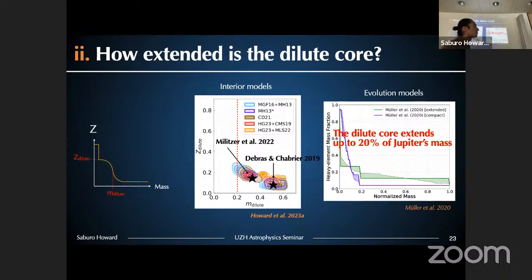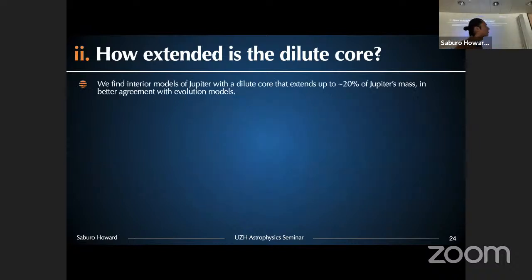So while this result was quite in disagreement with those previous interior models, we are now able to find some interior models that are more in line with those evolution calculations. And then if we believe those interior models and those evolution calculations, it seems that the dilute core inside Jupiter extends up to 20% of Jupiter's mass. And if you do some simple math, 20% of about 300 Earth masses represents about 60 Earth masses. So the dilute core inside Jupiter should be confined in the inner 60 Earth masses of the planet.